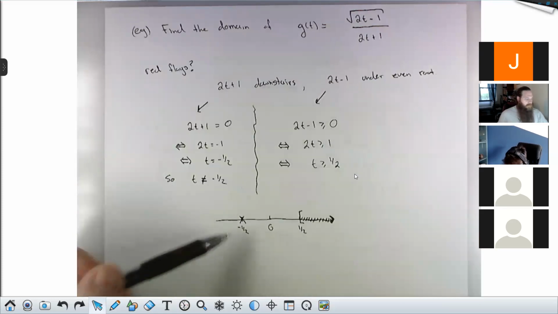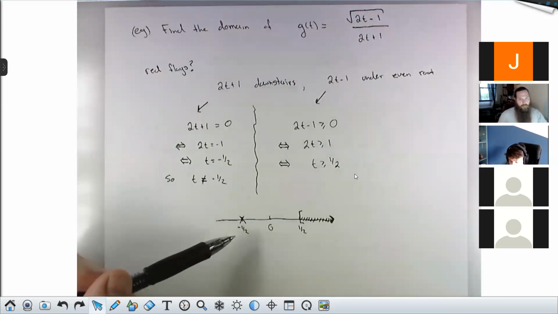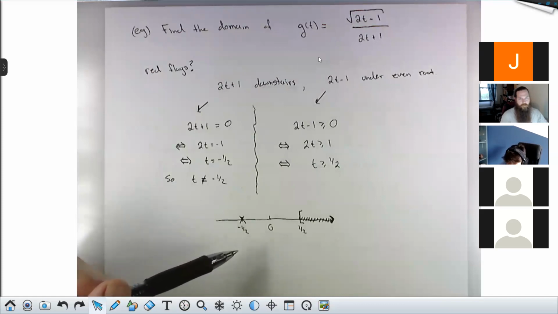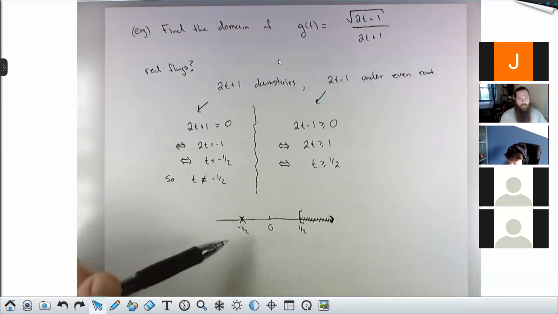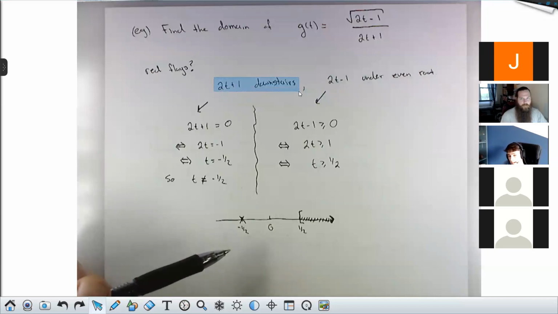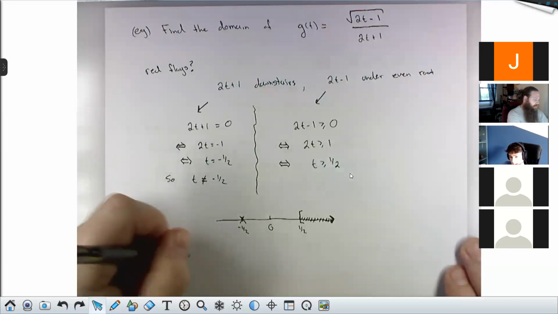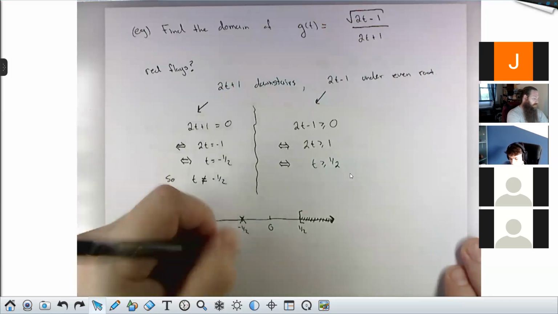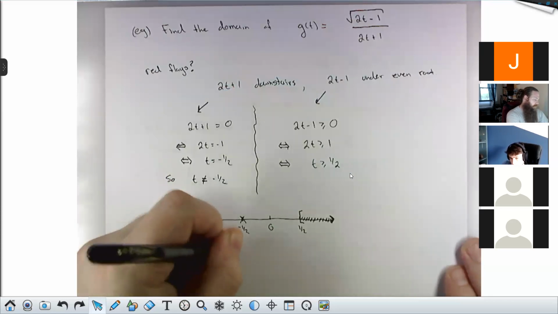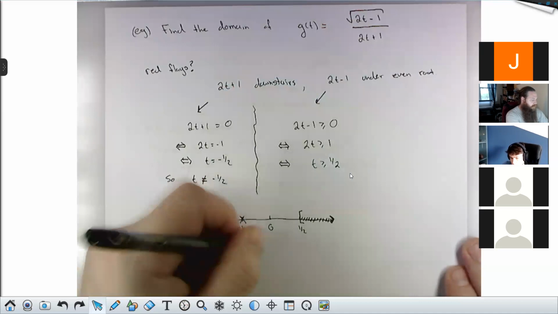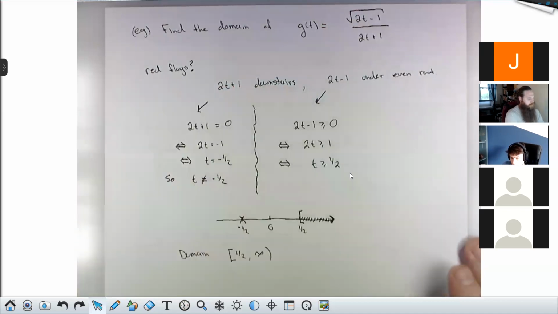But it turns out this doesn't even matter, right? In order for the second requirement to be happy, the first requirement's automatically happy. This will never be equal to 0 if t is greater than or equal to 1/2. So my domain here is the closed ray, positive 1/2 to infinity. It's this set.